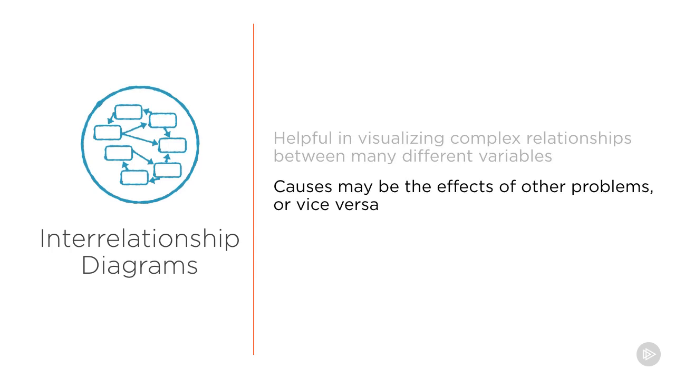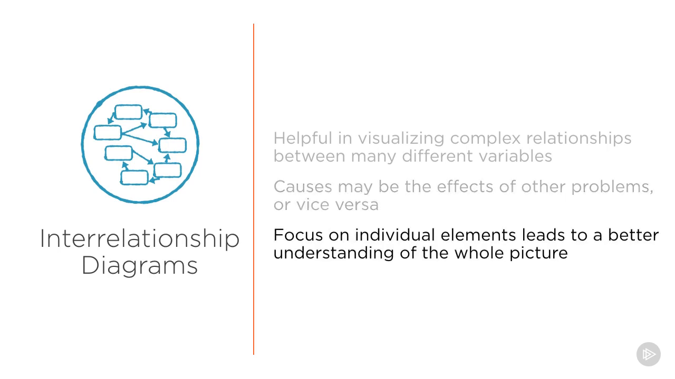Causes could very well be the effects of other problems, or vice versa, and understanding this complex relationship between different issues that we see can help us to have a better understanding of the underlying problem and to identify root causes. This focus on the individual elements leads to a better understanding of the whole picture as well, and can be useful when trying to communicate complicated issues to stakeholders. Let's look at an example.